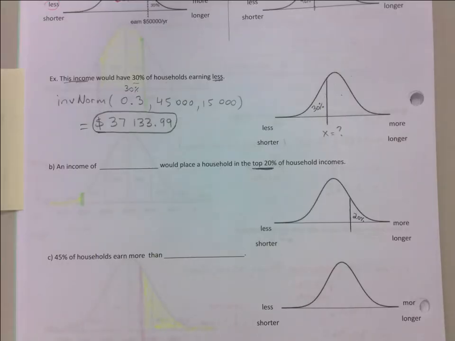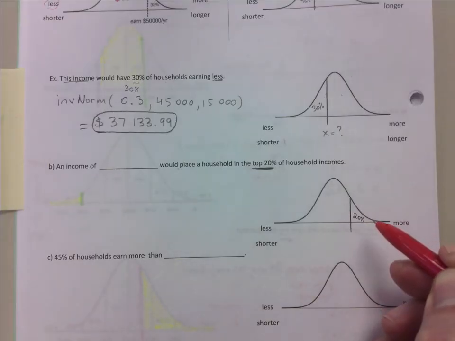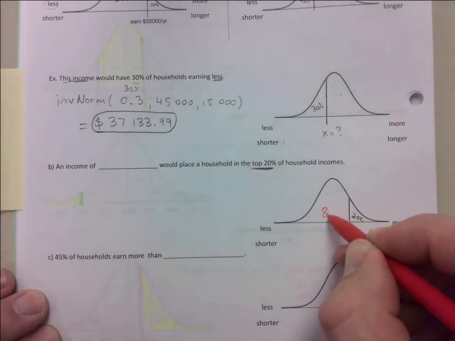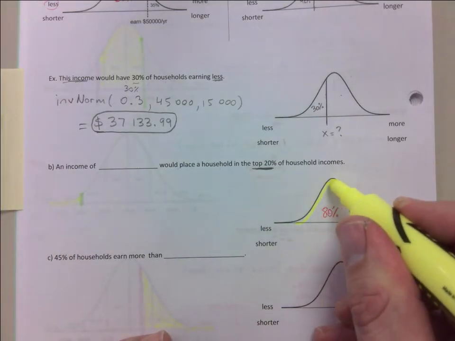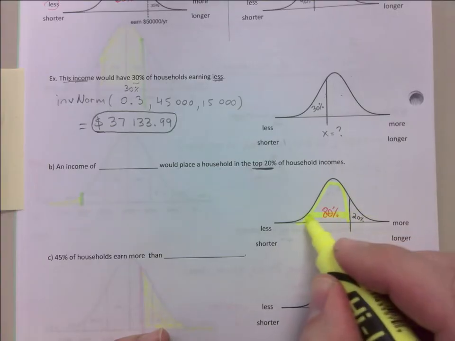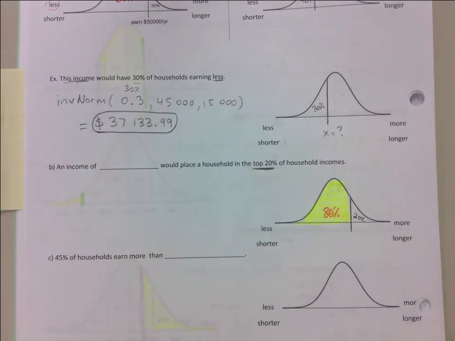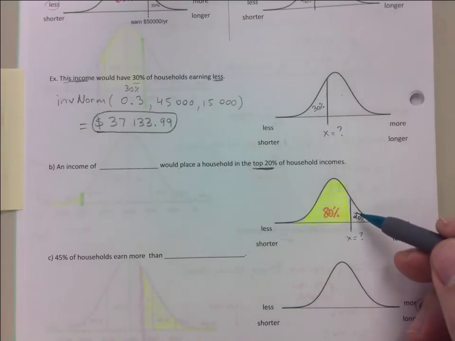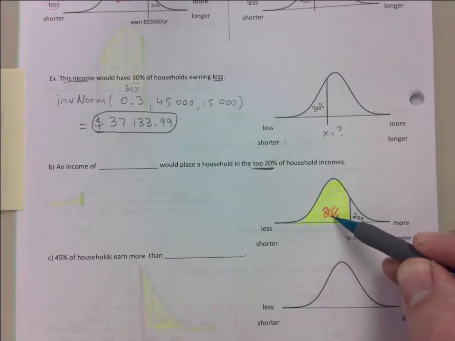I should have used different numbers, but it doesn't matter. This is useless to inverse norm, but it's getting us closer to it. We need to figure out this part right here. We always need the left side. Inverse norm needs everything that is below the value you're interested in. You're interested in a certain income that would have the top 20% above that. We want the 80%, okay?